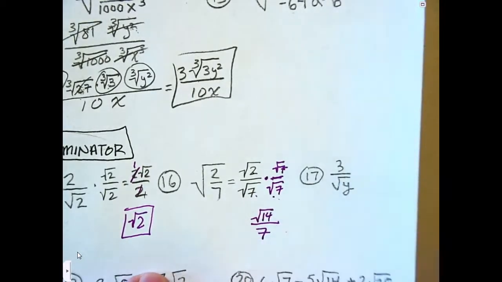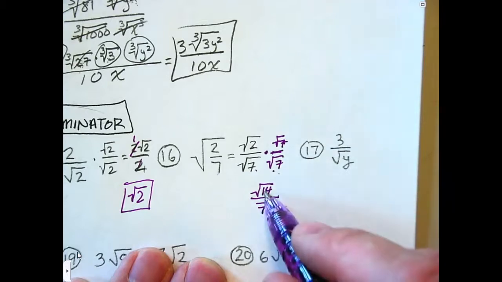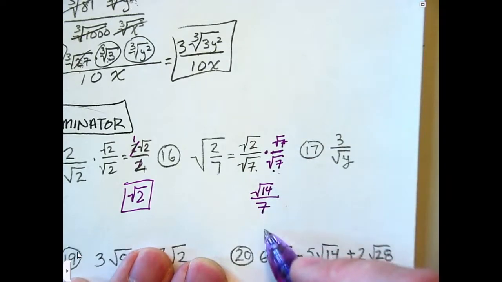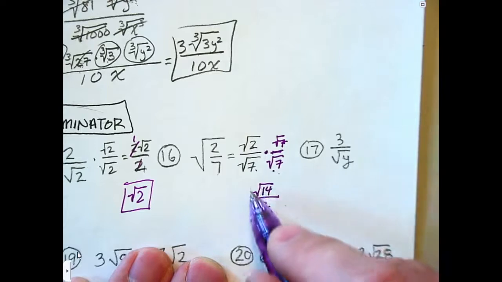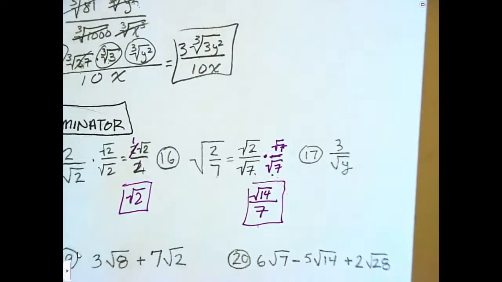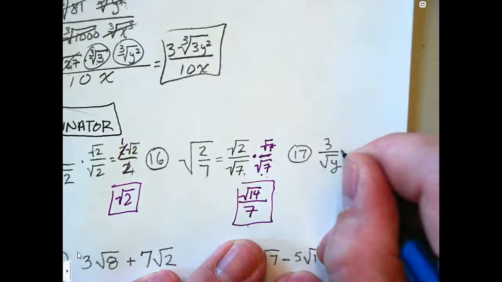Is there a perfect square that goes into 14? Nope. Can you simplify the 7 and 14? Good. Yeah, one's inside, one's outside. They can't play if they're in different spots there. Okay, if one's inside, one's outside, you can't simplify. All right. Try number 17, last one.